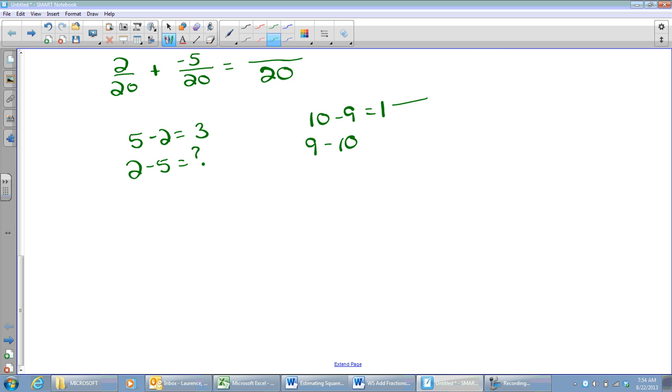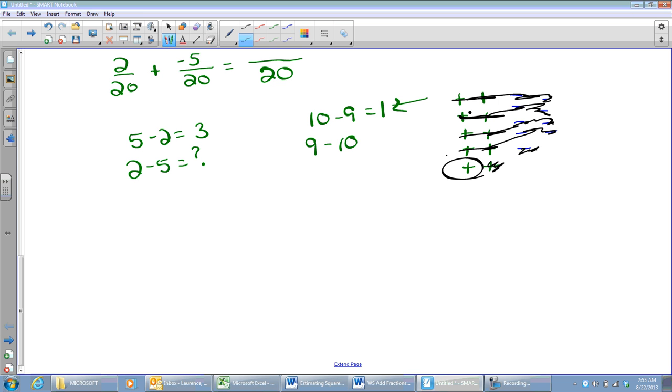Do you know why this is 1? It's because there's 10 positives. And then there's 9 negatives. Okay, and some of them cancel. These two cancel with those two cancel with those two cancel with those two with those two, this one with this one. What's left? 1 positive.